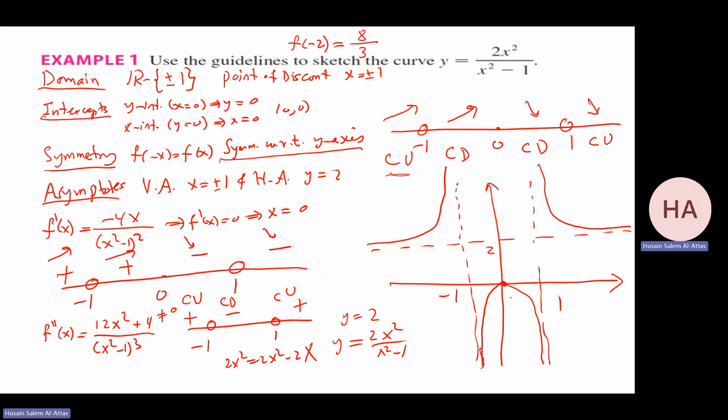And I can check between 0 and 1. It's concave down and decreasing. Between 1 and infinity, it's decreasing, but it's concave up. That will be the graph of f of x. I wish it's clear.